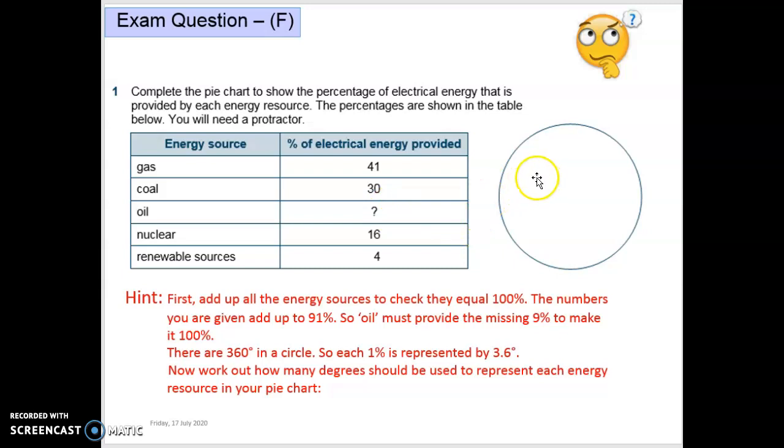Okay, now there's 360 degrees in a circle, so each percentage here represents 3.6 degrees. So if you've got 41%, 41 multiplied by 3.6 degrees is going to tell us how many degrees of the circle, that's why we needed a protractor, we will use to represent the gas in this case.